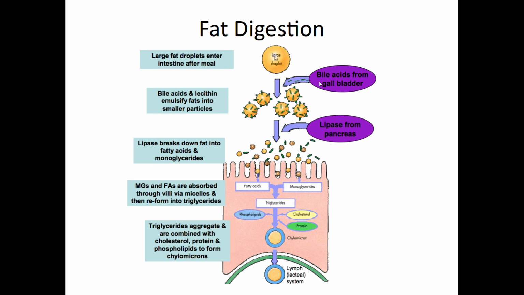So we need to break it up, and for that we use these bile acids, these bile salts, coming from the liver and stored in the gallbladder, to break these up into smaller particles that then the lipase from the pancreas can act on and break the fats into monoglycerides and fatty acids. And then those are absorbed through the villi via micelles, which we'll talk about in a moment, and reform into triglycerides. So those are the types of fat that we actually carry and use for most things. And we've got cholesterols here too. These aggregate, they're combined with cholesterols, proteins, and phospholipids to form chylomicrons, which are going to be carried around.